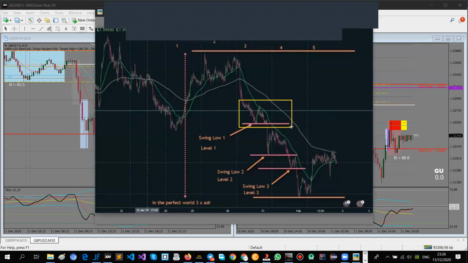This is our first level, shown by the swing low, and that's the lower low and the high high. Then, going on, price went on to form a swing low 2 that went on to form a lower low and a higher low, giving us a level 2.